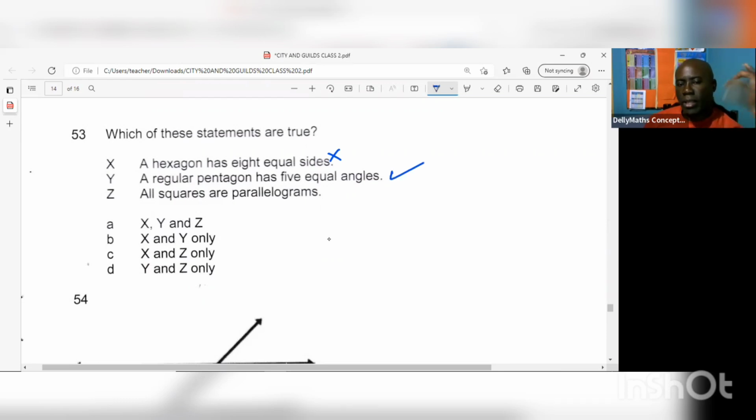Regular is given when the sides and angles are the same, so that is correct. All squares are parallelograms. This is also correct. So Y and Z only, I'm looking for Y and Z only. So this is good. Nothing with X in it right now.